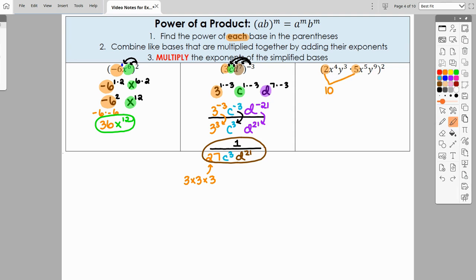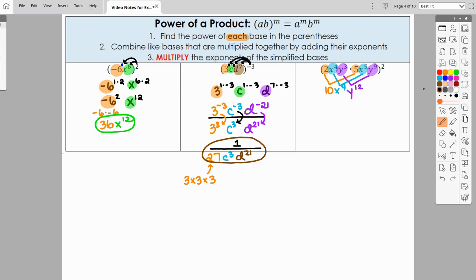These like bases of my x to the fourth and x to the fifth, since they're the same base of x, can be combined by adding. So that'd be 4 plus 5, which is 9. Last one here is the y's also are like bases, so add their exponents of 3 plus 9, which is 12.